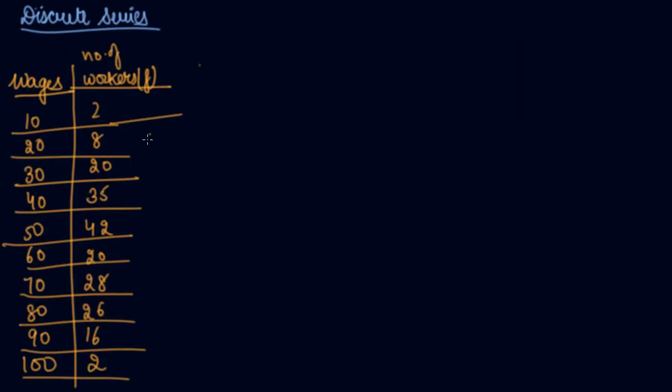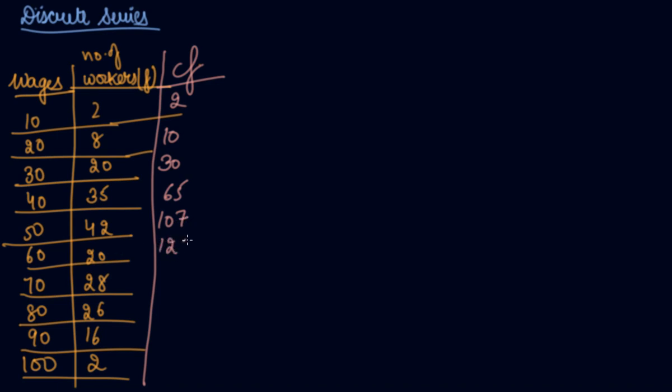Now this is the discrete series we have. What do we do in the discrete series? First we arrange the series in ascending order. We have already arranged the series in ascending order, that is 10, 20, 30, 40. Then we find the cumulative frequency: 2, 2 plus 8 is 10, 10 plus 20 is 30, 30 plus 35 is 65, 65 plus 42 is 107, 107 and 20 is 127, 127 plus 28 is 155, 155 plus 26 is 181, 181 plus 16 is 197, 197 plus 2 is 199. So we find the cumulative frequency.